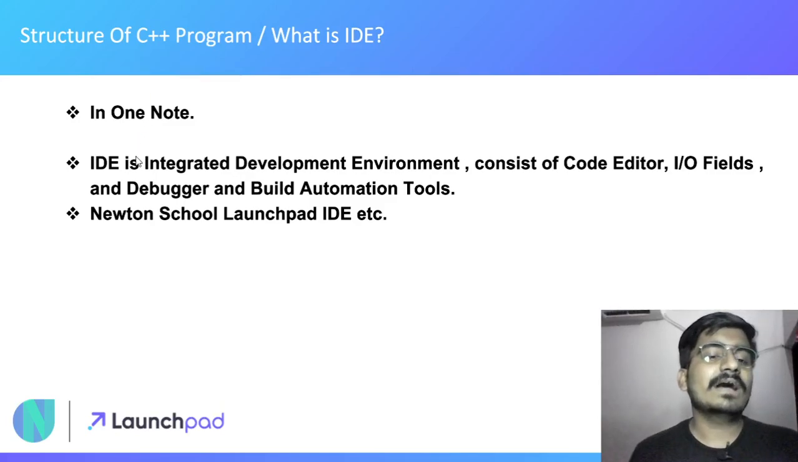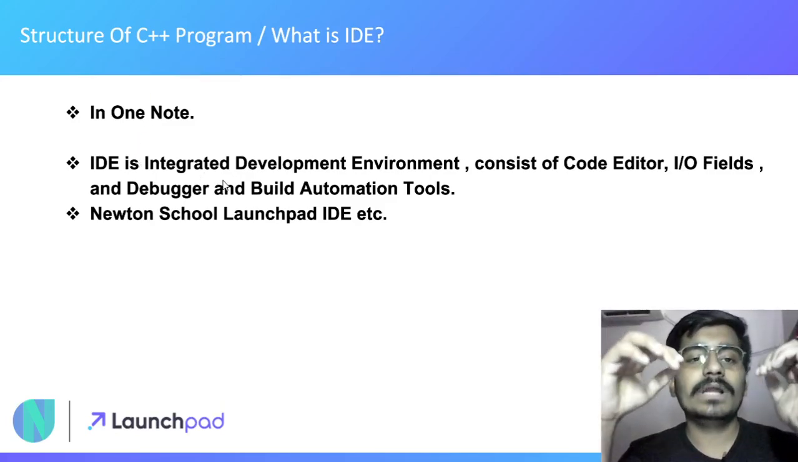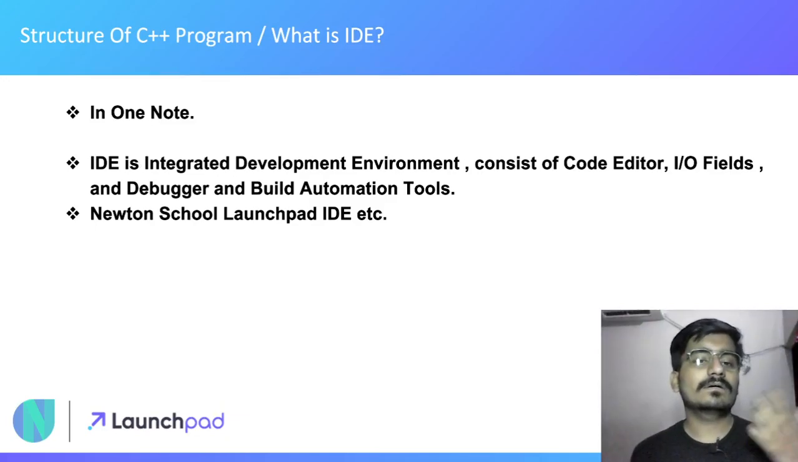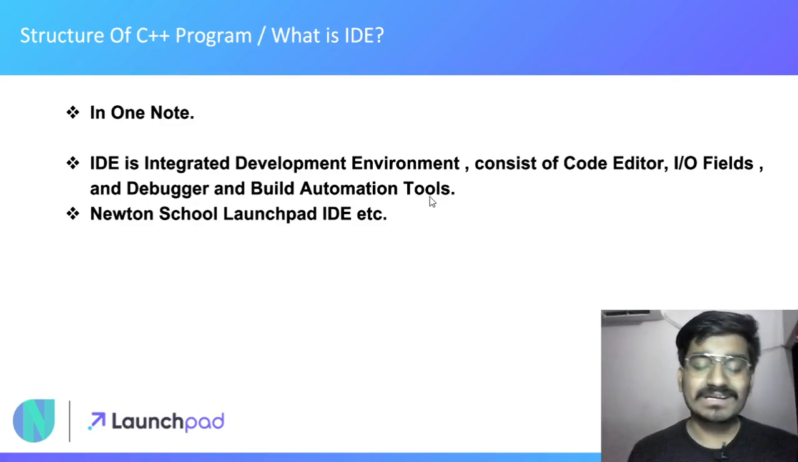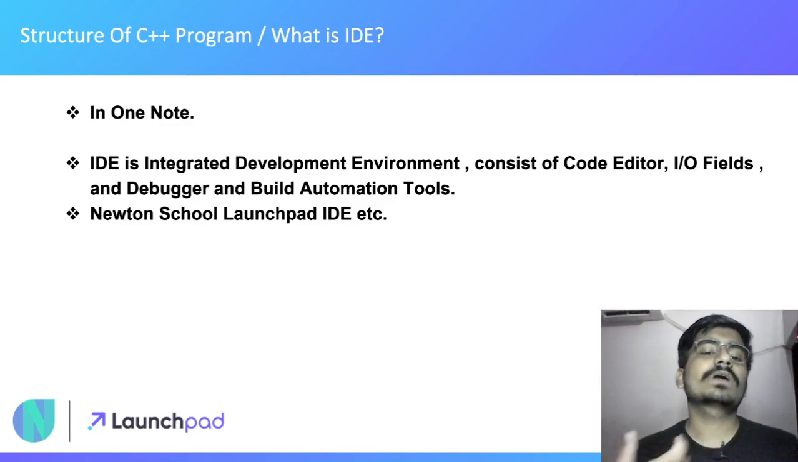Now, what is an IDE? Come on, you are writing some C++ code, and you will write that in some code editor. So IDE is basically an integrated development environment. As the name suggests, everything you will need for writing code you will have inside this IDE, including a code editor, input output fields, a debugger and basic build automation tools. Okay, so everything you need to run code, you will get inside an IDE.